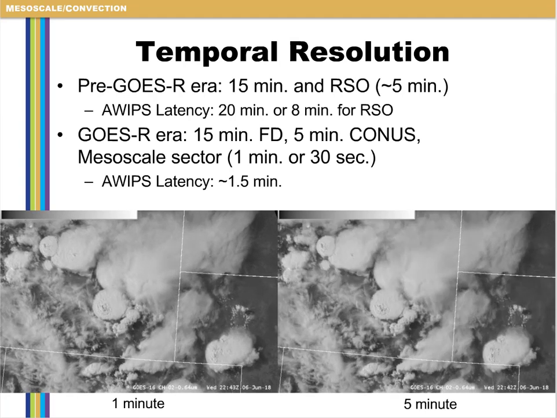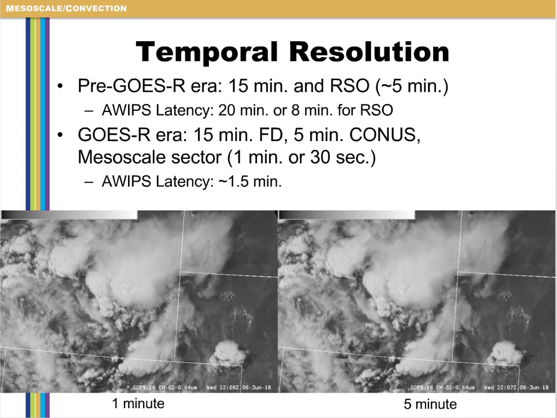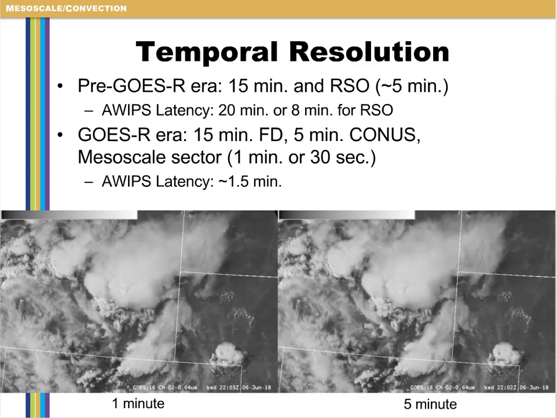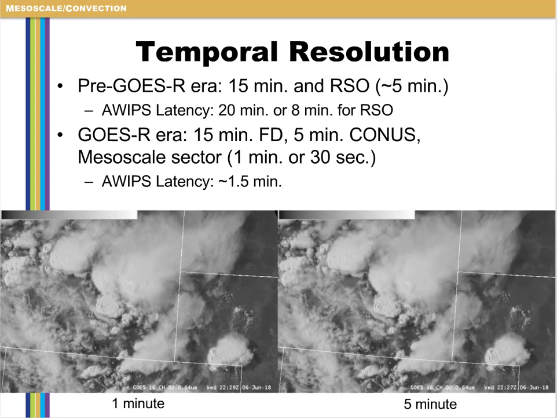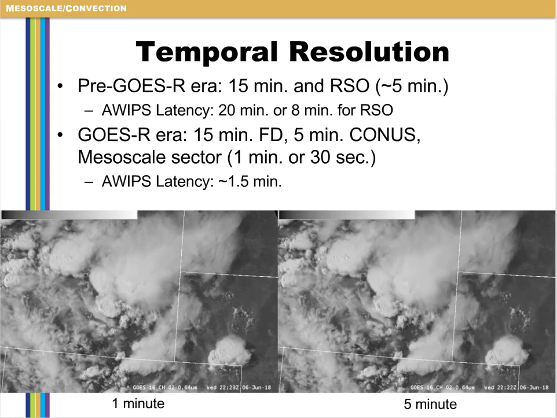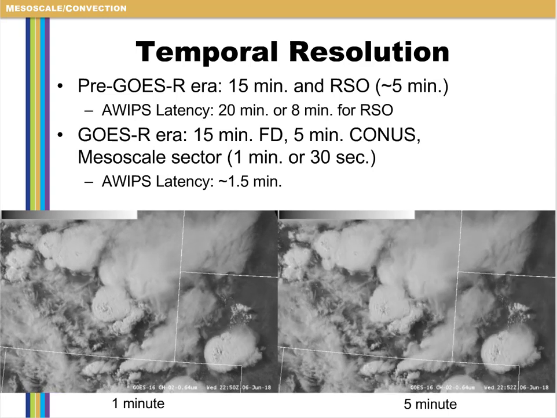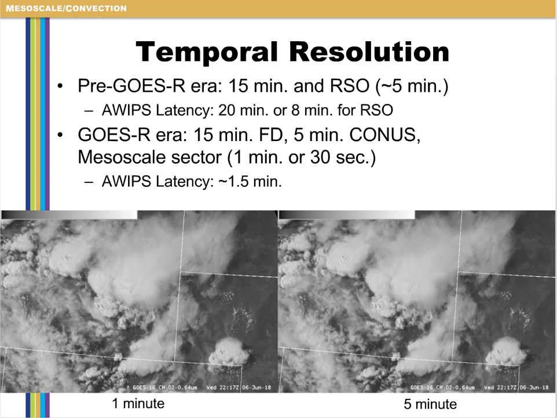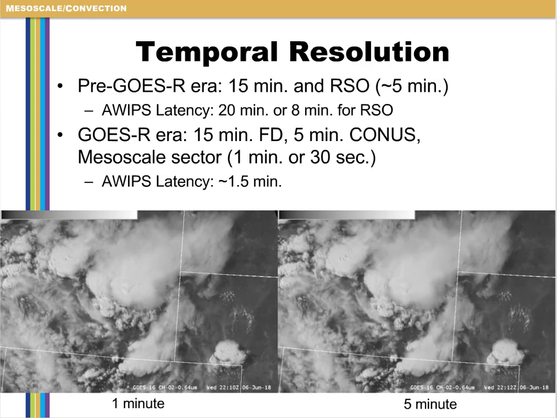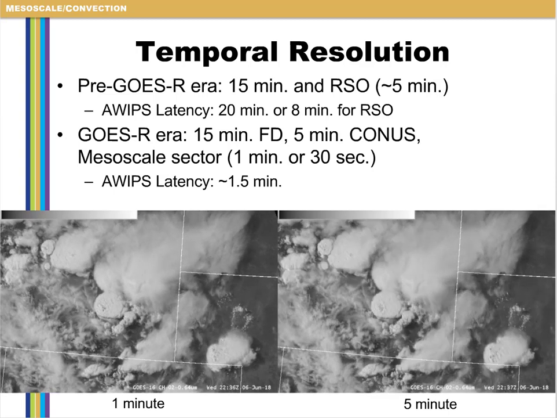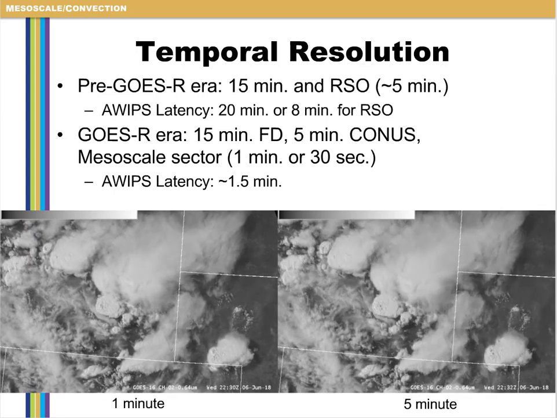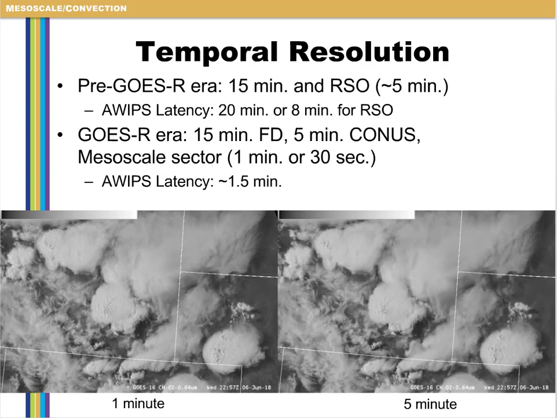Utilizing 1-minute imagery in the GOES-R era is particularly important and highlighted in the mesoscale/convection section. To help understand the importance of 1-minute imagery, we compare pre-GOES-R era with GOES-R era temporal resolution and availability for display on AWIPS, which is referred to as latency. In the pre-GOES-R era, standard scanning strategies were at 15 minutes, and in rapid scan operations, or RSO, it was roughly 5 minutes. In terms of AWIPS latency, it was 20 minutes for the standard 15-minute scanning mode, and improved to about 8 minutes during RSO.